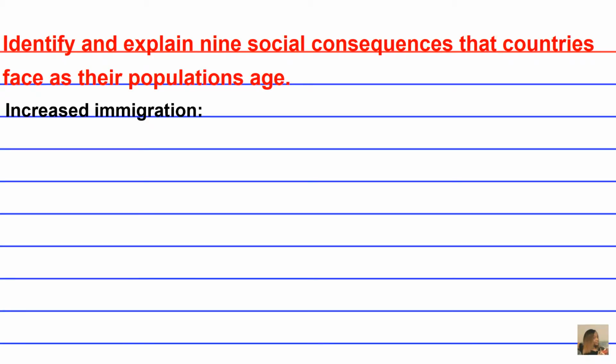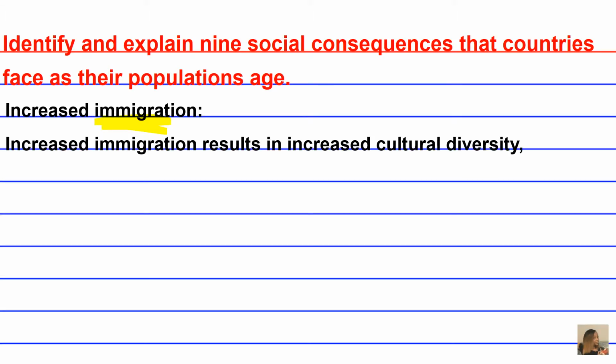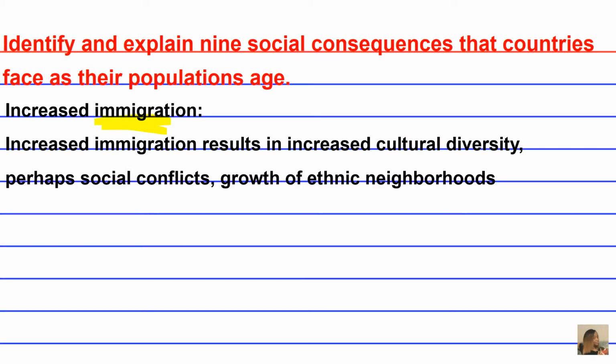Another social consequence that countries face as their populations age might not be as obvious, but this is increased immigration. And this is the influx of foreigners or foreign nationals into one's country, not the opposite. Increased immigration results in increased cultural diversity, perhaps social conflicts, growth of ethnic neighborhoods.